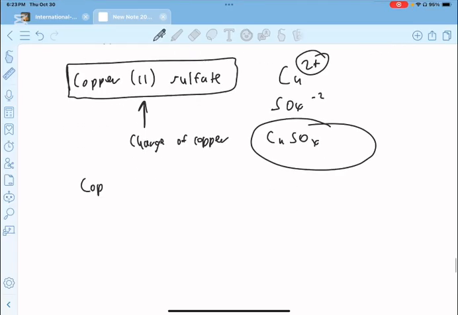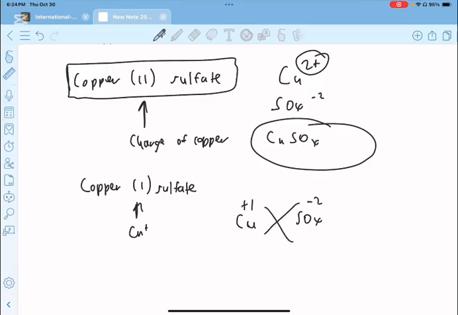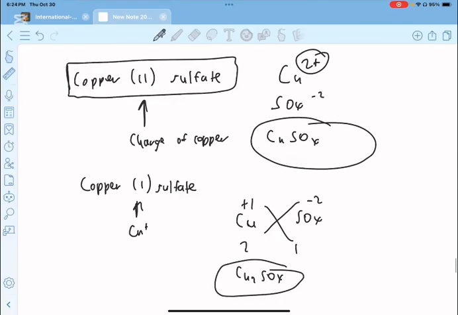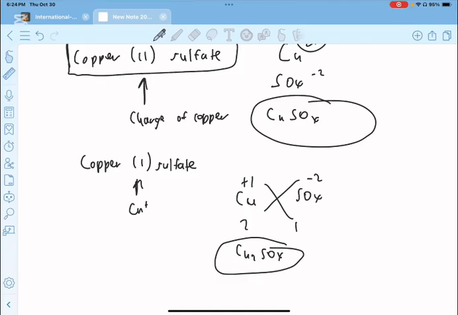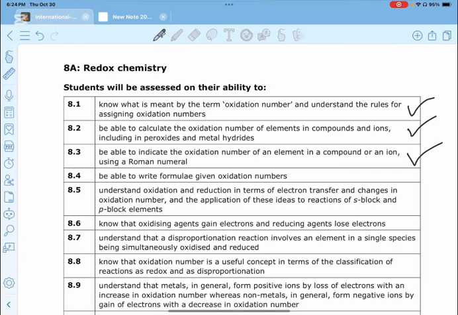Simple as that. Let's say you have copper 1 sulfate. This changes now, okay? This suggests that copper has a charge of +1, so let's do our method again. +1, -2, switch it, you get 2 here, 1 here, so 2 coppers and SO4, okay? That's basically how that works, okay? Be able to write formula given oxidation numbers, we have done that. Again, you will not always be given the oxidation numbers. So I suggest that you try and memorize as much as you possibly can, okay?